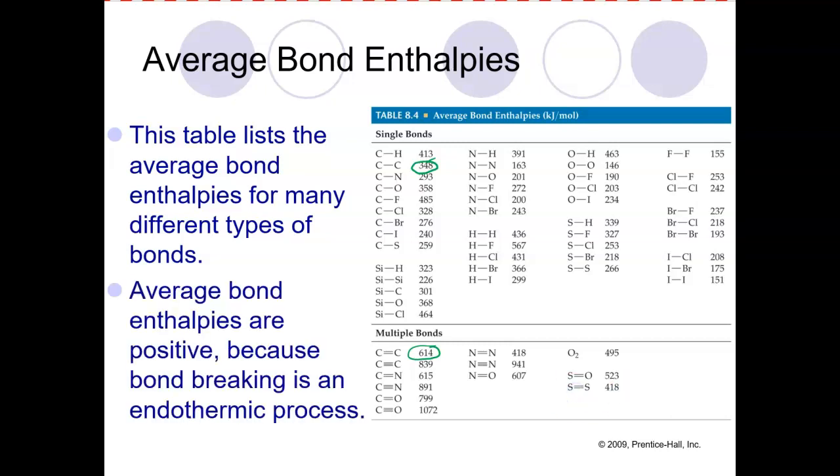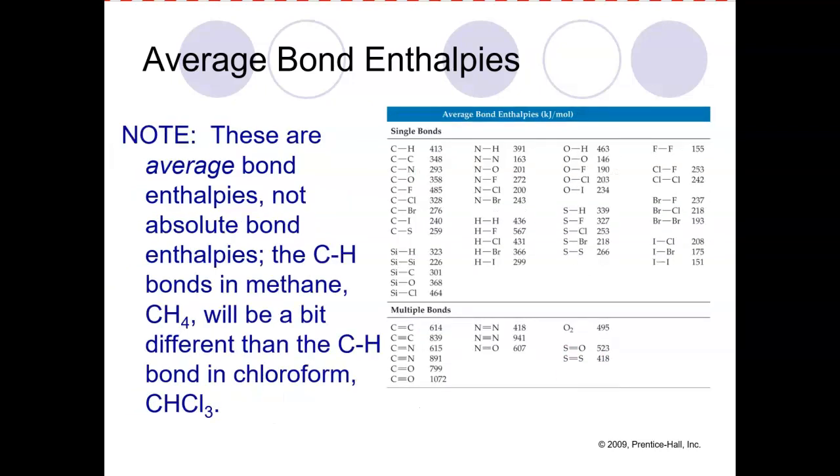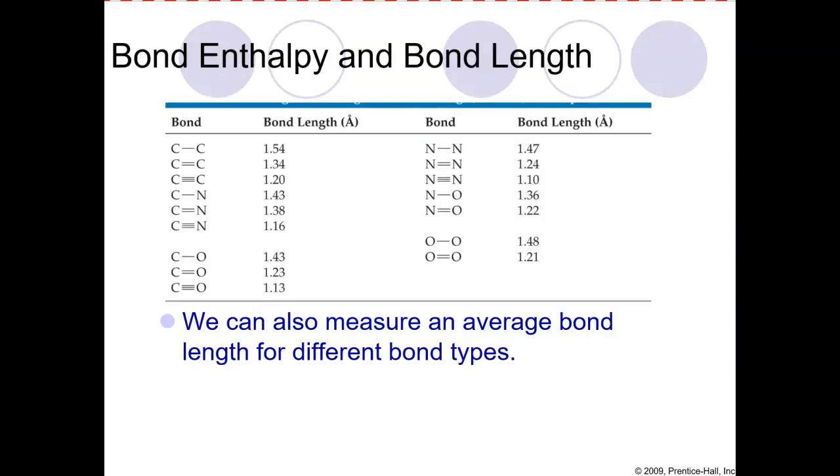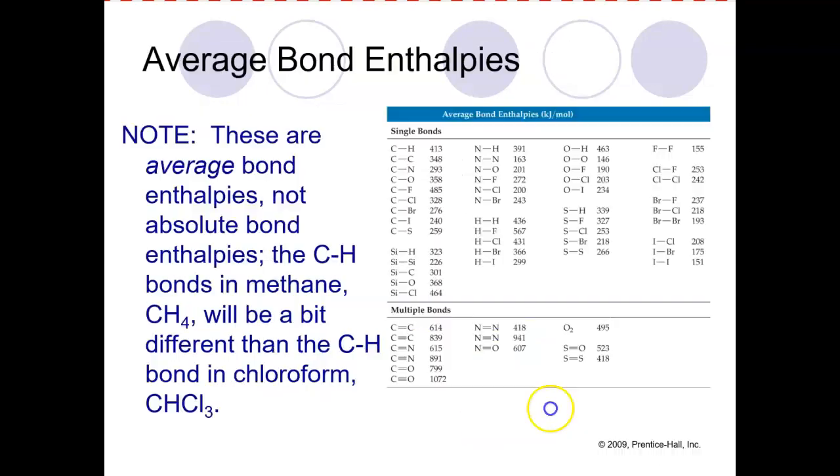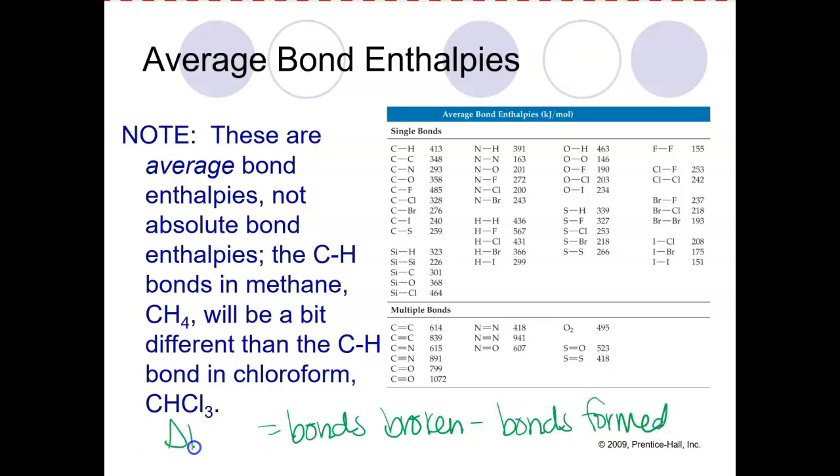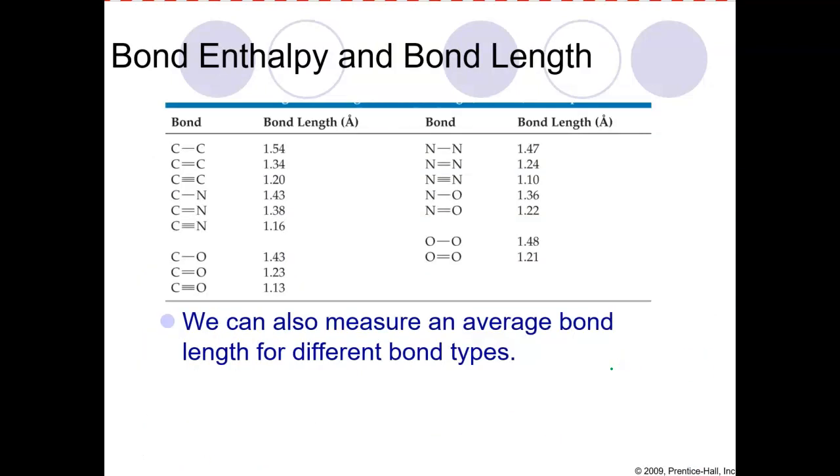Okay, so we did bonds broken minus bonds formed back in Chapter 5, just in case you see that again. So I'll write it down here. It was bonds broken minus bonds formed that was how we could solve for the delta H of a reaction. Okay. So we talked about the bond enthalpy and bond length.